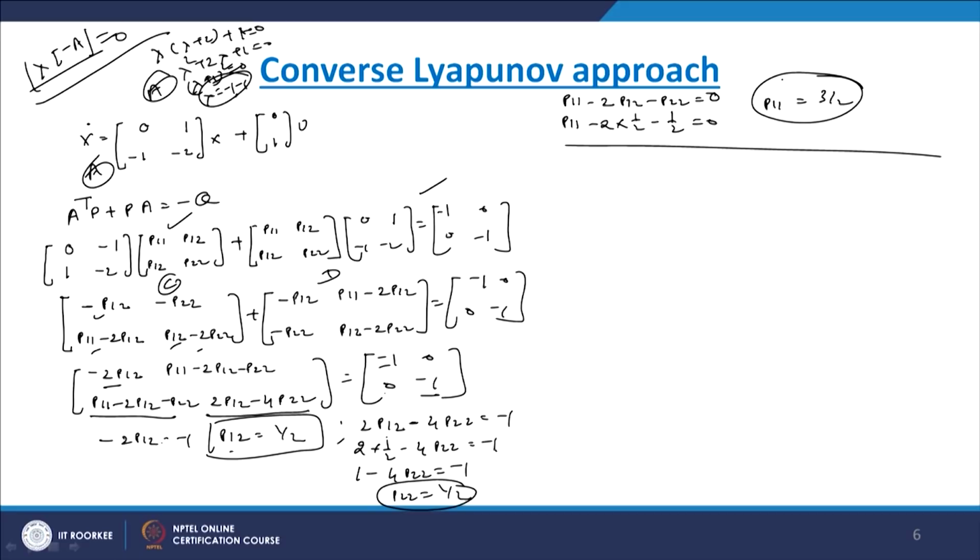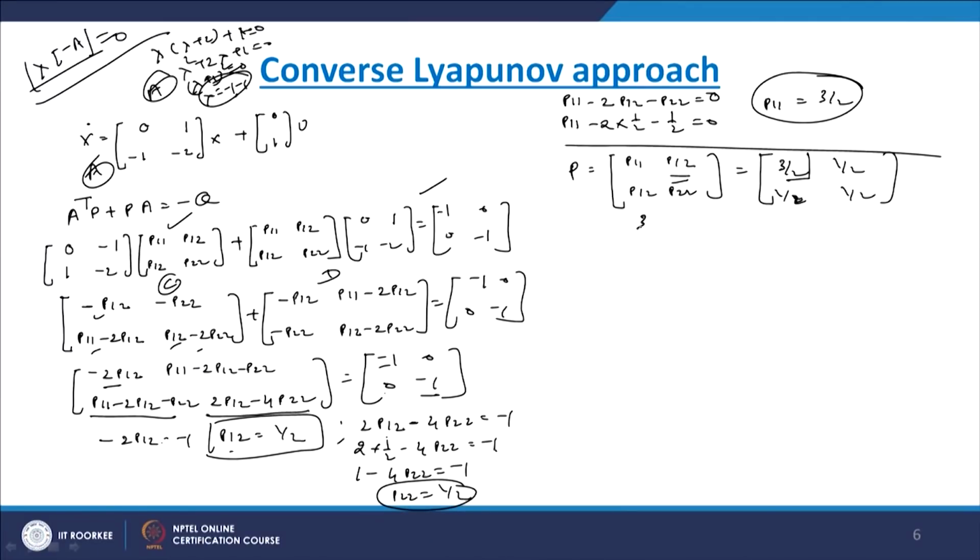Now we write it in matrix form: P equals P11, P12, P12, P22, and here we can write this. P11 is 3 by 2. What is P12? P12 is 1 by 2, 1 by 2, and what is P22? P22 is also 1 by 2. So, we got P, and what is the concept of stability?